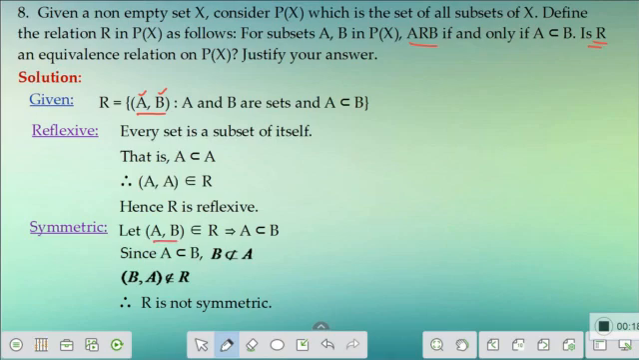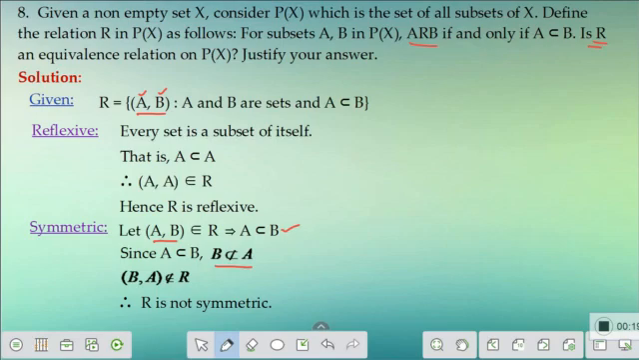Now if at all there is an element (a, b) in R, it means that A is a subset of B. So (a, b) belongs to R implies A subset of B. Now when we say A subset of B, the converse is not true. That is, B subset of A is not possible. So B is not a subset of A. This means that (b, a) is not an element in R.